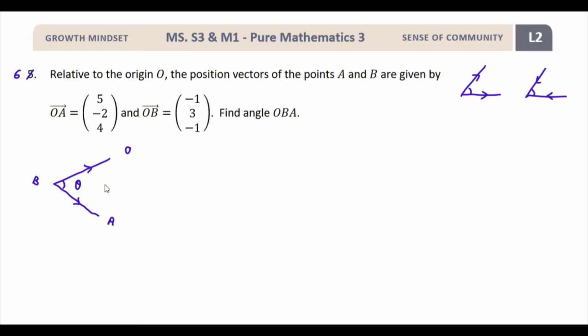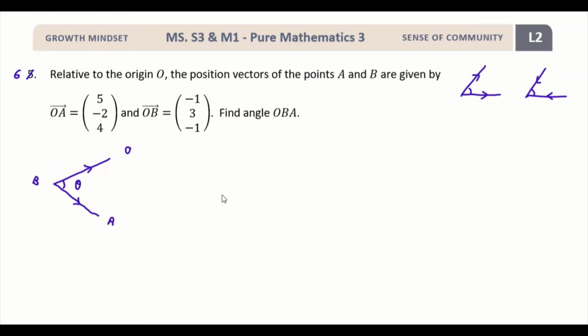But normally I prefer the approach of the vectors going out from the angle that you want to find. So from here you will be able to find the angle OBA. Then you realize that in this question they give you OA and OB. So you have your OB but you don't have your BA. So how are you going to find that?